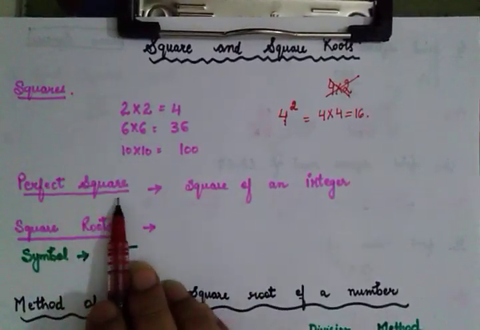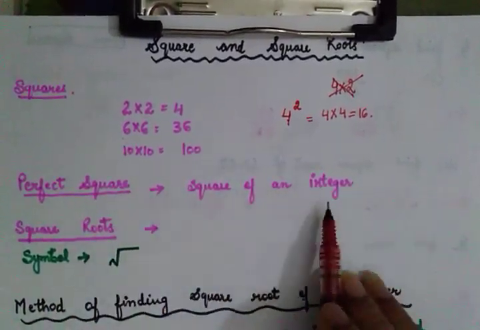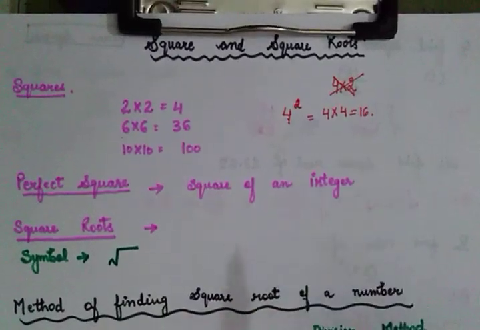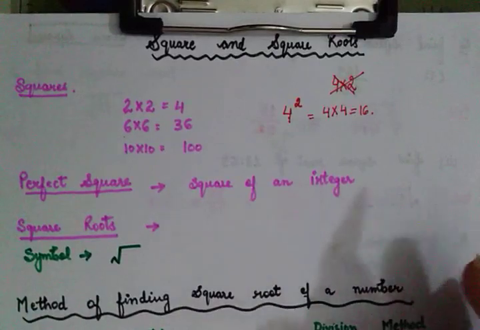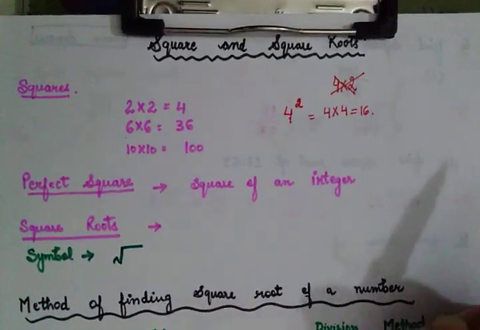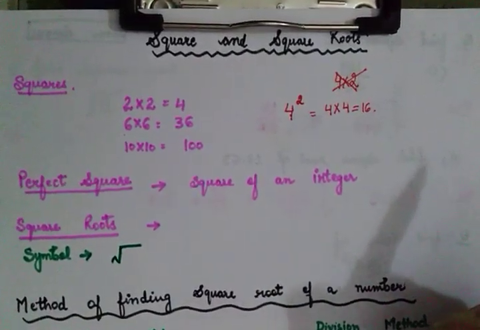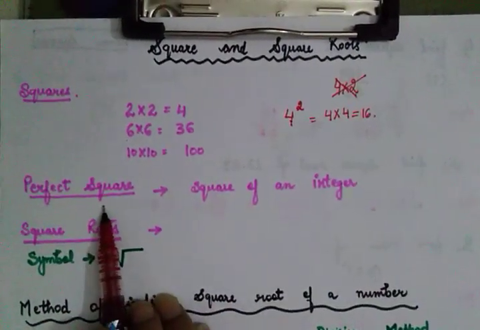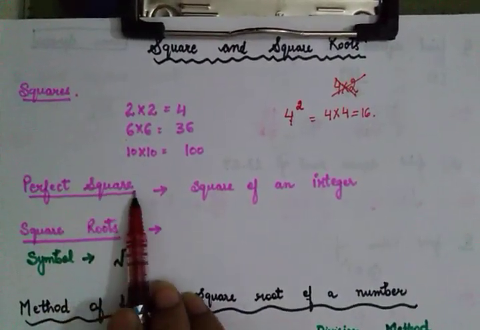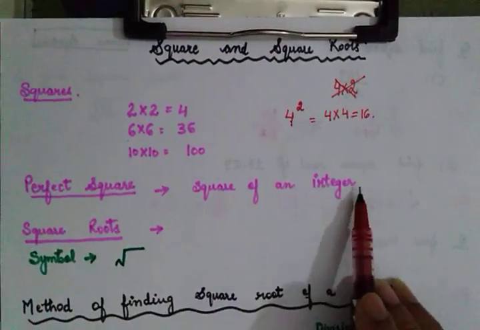Now, what are perfect squares? Whenever we do the square of an integer, now integer means every number, let it be a negative number, positive number, any number. Even it can be a fraction also. But fraction squares will not come in perfect squares. Perfect squares are only those squares which are the square of an integer.